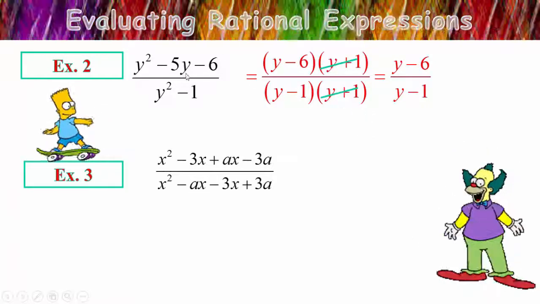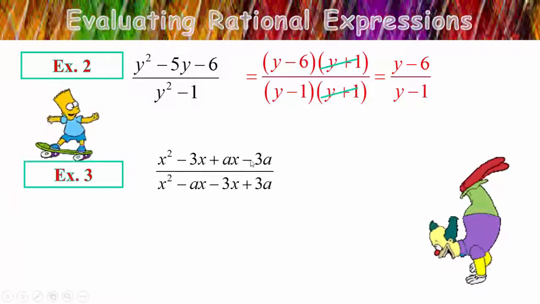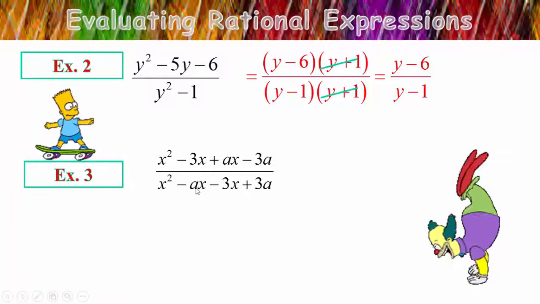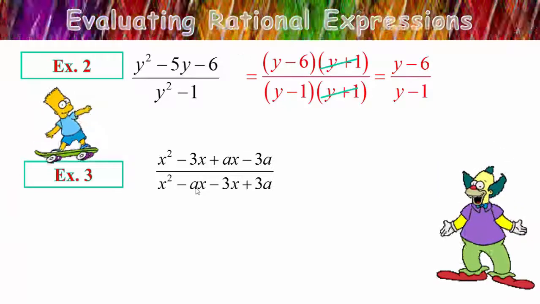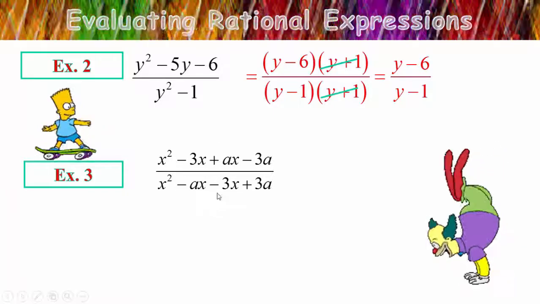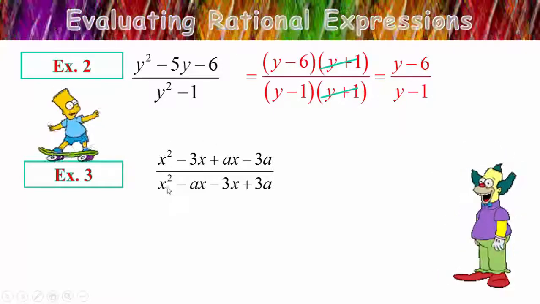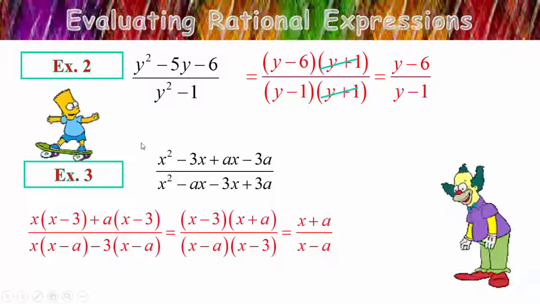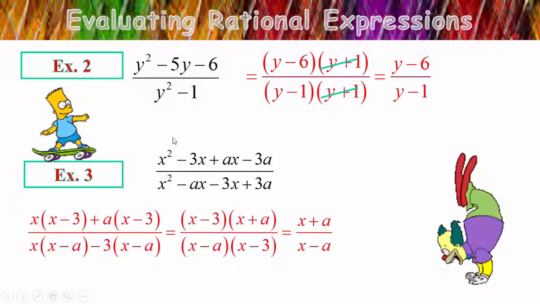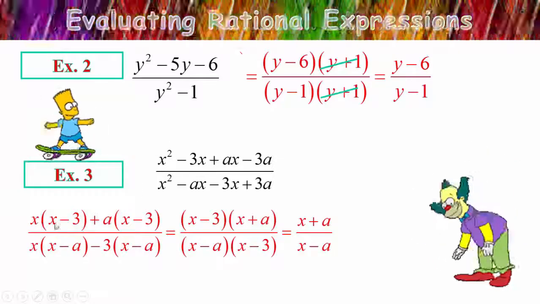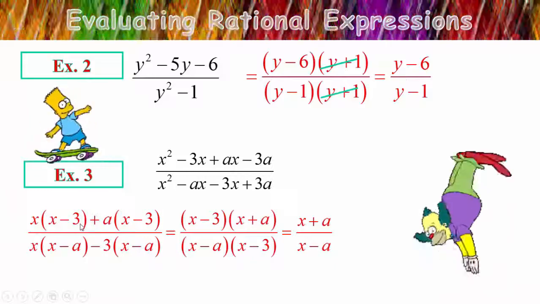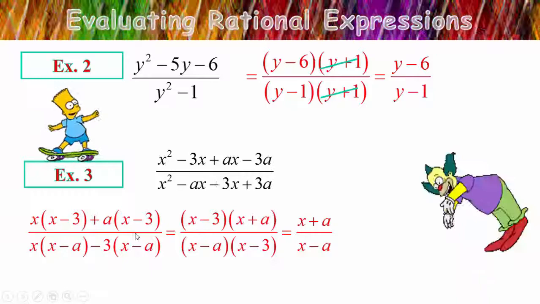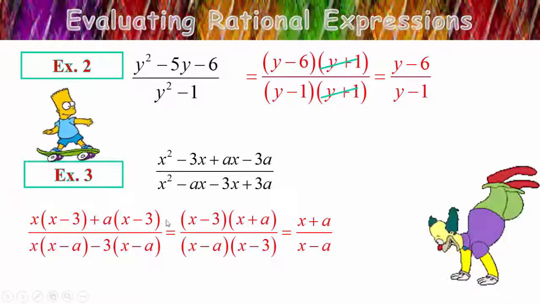Now in this next one, it's a little bit different. So we see 4 terms here. When you see something with 4 terms, think it's perhaps factoring by grouping. So let's try that and see what happens. So I'm going to factor these by grouping. The top here is my first group, and I'm going to pull out the x, and I get x times x minus 3. And in the second group in the numerator, I pull out the a, and I get a times x minus 3.